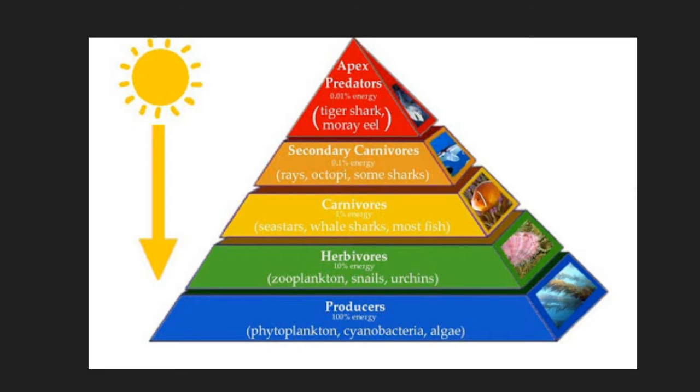Now, the key here is to look at the size of each colored slice, because the size of the slice tells you the amount of everything. If I want to say where is the most energy, it's with the producers. It's the biggest slice. If I ask which one of these will have the largest population, it's the producers. It's the biggest slice.